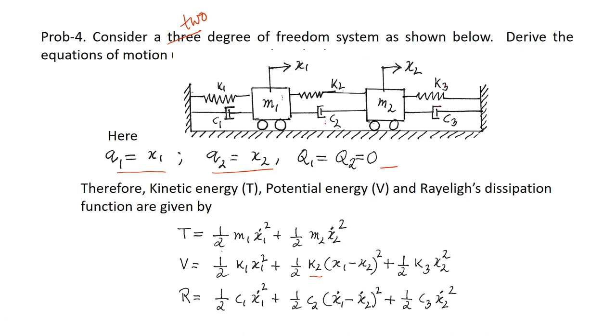For the spring k 1, the relative displacement is only x 1, because one end of the spring is fixed at the wall, where the displacement is 0. Here also it is 0 displacement. Therefore, we can write the potential energy as half k 1 x 1 square plus half k 2 into x 1 minus x 2 whole square plus half k 3 x 2 square.